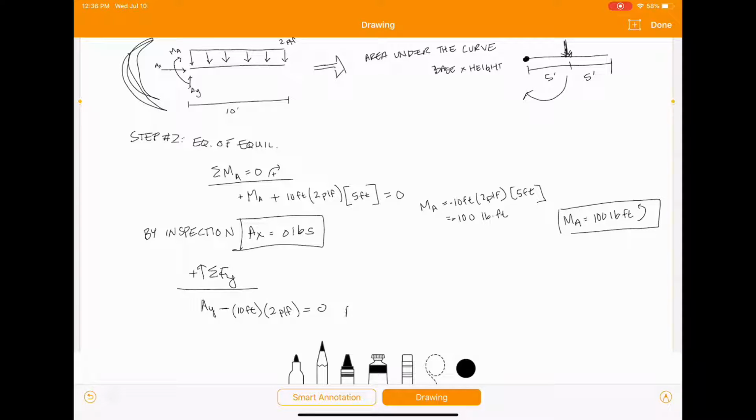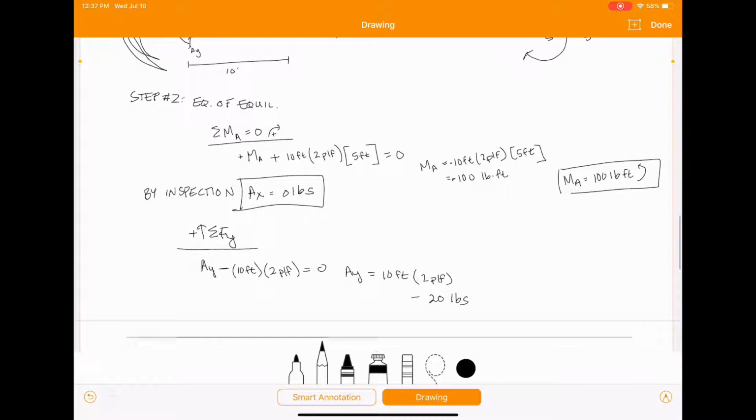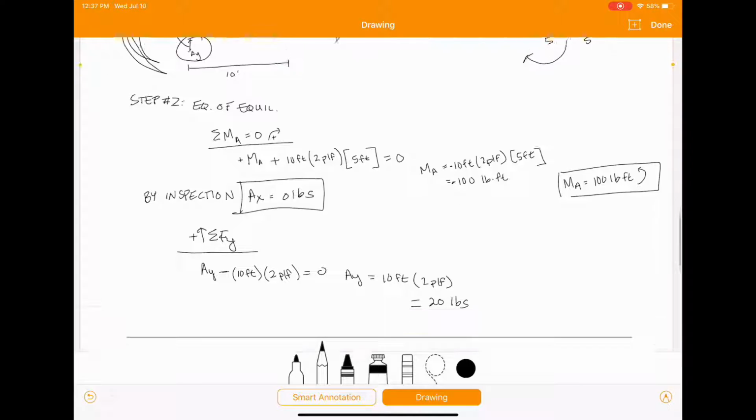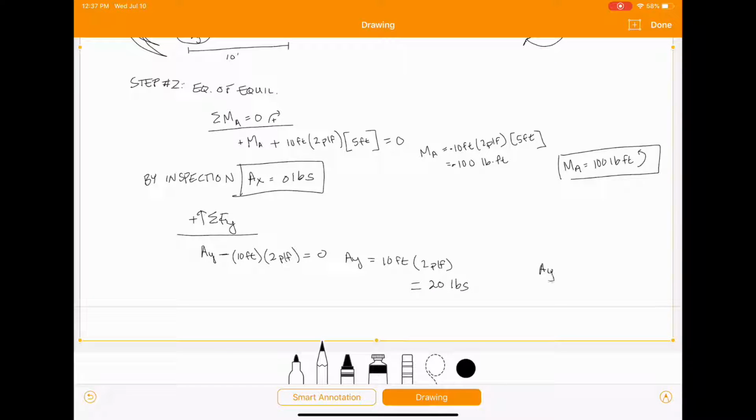So we can solve for AY, which is going to be equal to 10 feet times 2 PLF, which is going to be 20 pounds. Which, again, this is positive, so we assumed correctly in this image right here. So AY equals 20 pounds pushing up.